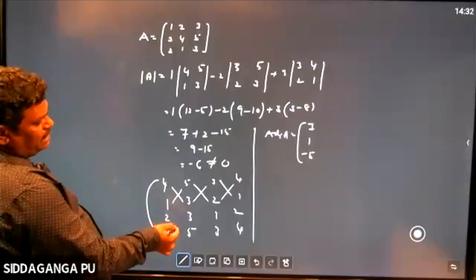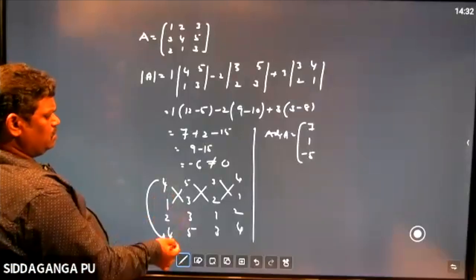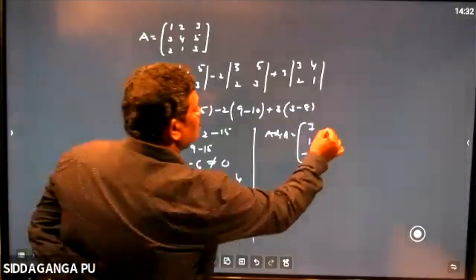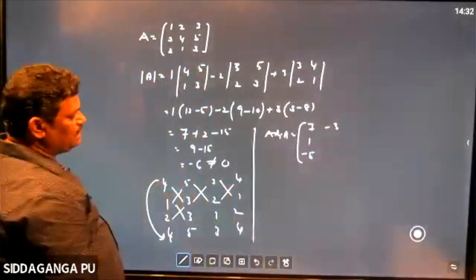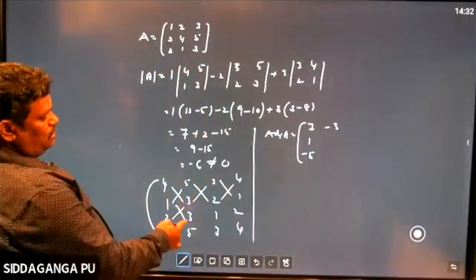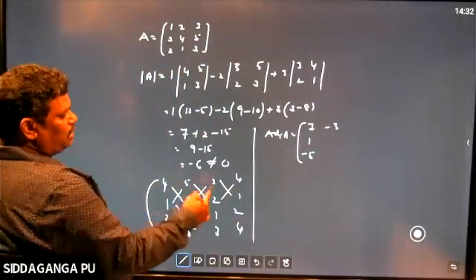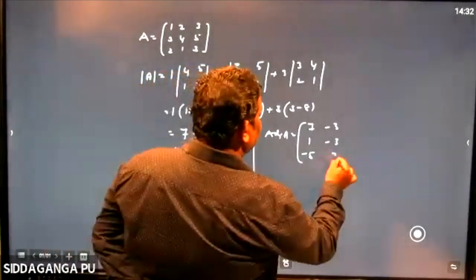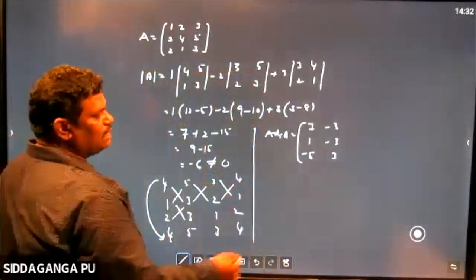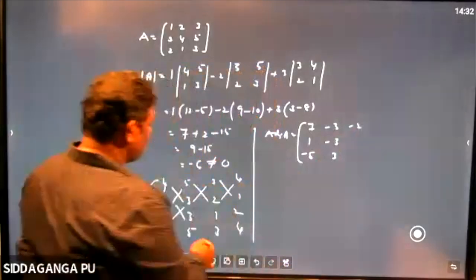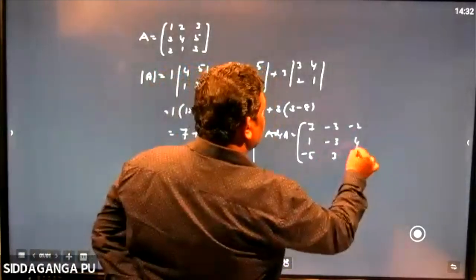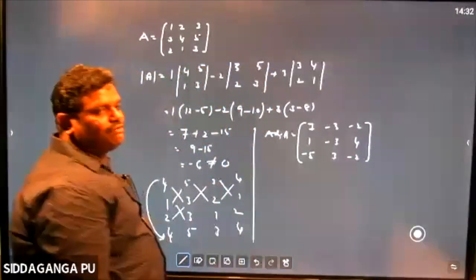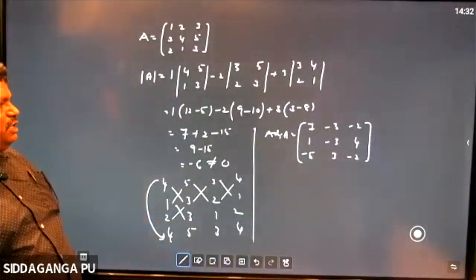Now we write the next values. This difference: 3 minus 6 means minus 3. Again 3 minus 6, again minus 3. Now here 4 minus 1 means 3. Next, 10 minus 12 is minus 2. Next, 9 minus 5 is 4. Next, 4 minus 6 is minus 2. So this is the adjoint of the 3 by 3 matrix.